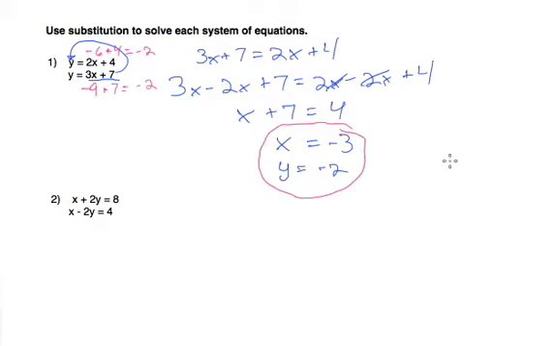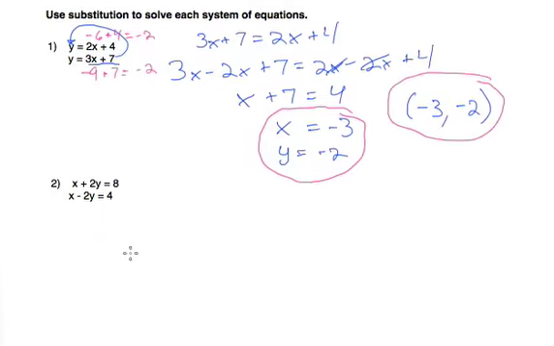And I told you, when you're dealing with linear equations that are meant to be graphed, you should always write the solution in the form of an ordered pair. So x and y, this could also look like when x is negative 3, y is negative 2. And there we go. That's our solution.